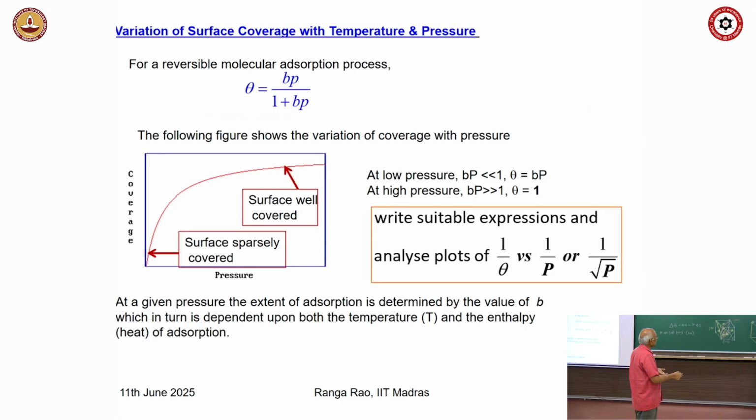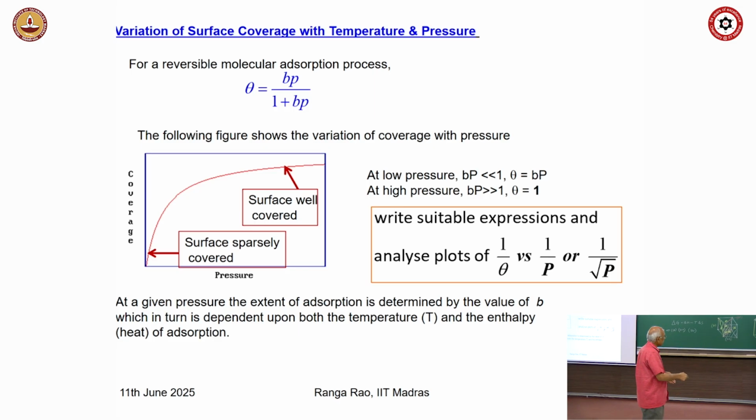Here it is. Now this is the expression that we have. If you plot coverage, that is theta, against pressure, you start seeing, as you increase the pressure, the adsorption coverage increasing. Here the surface is covered very sparsely. That means there are a lot of vacant sites available, so adsorption is taking place. Whereas when you go to higher pressure, it is almost fully covered.